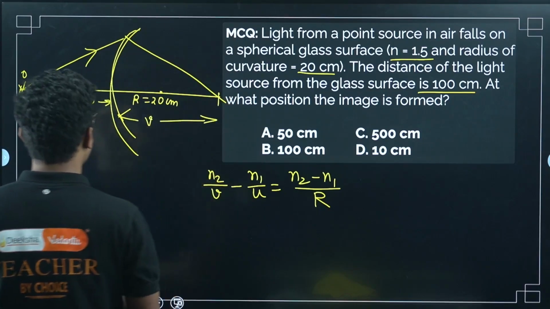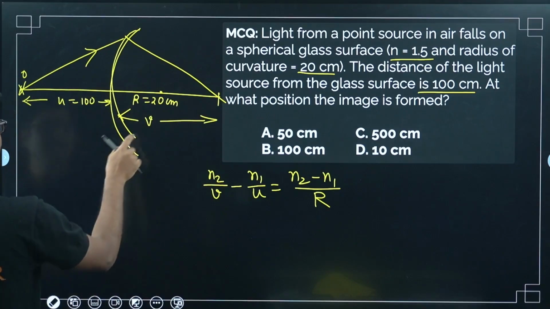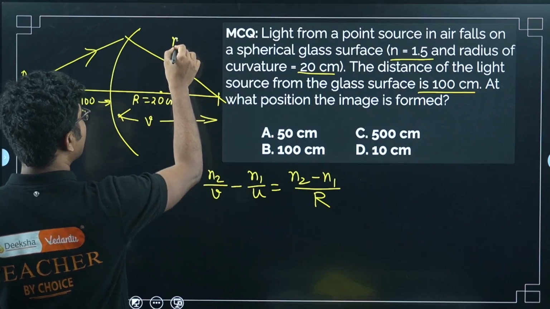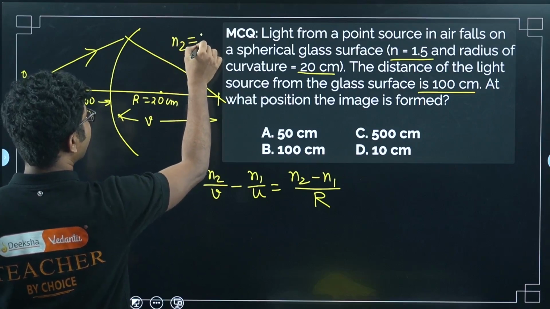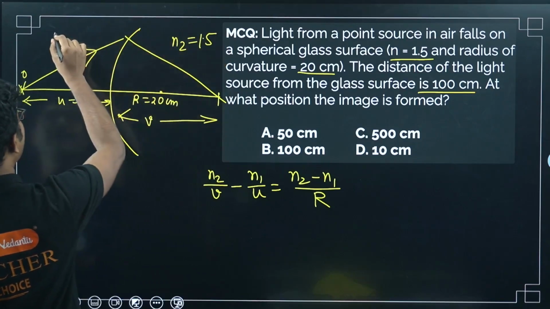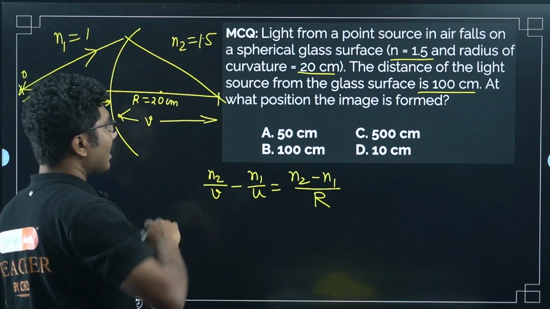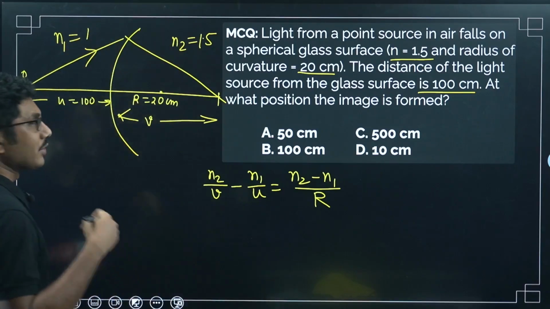Right, now what else? We are also given that the radius of curvature, N2 is 1.5 and N1 is air, so air means N1 is 1. Right, now let us put the values. Also we have to use the sign.